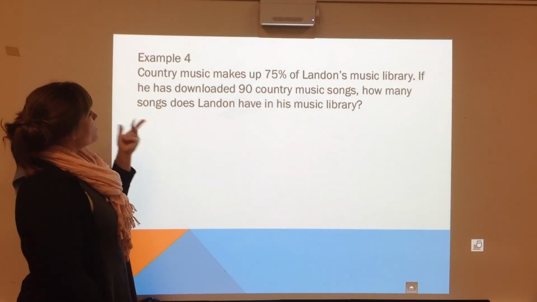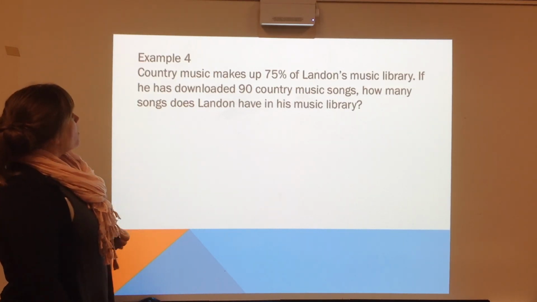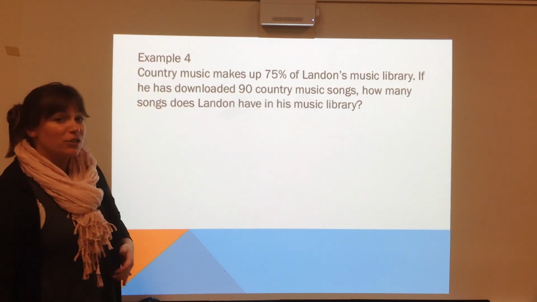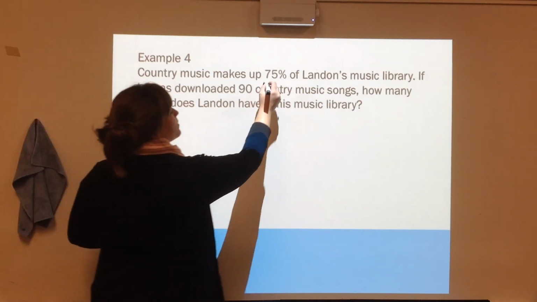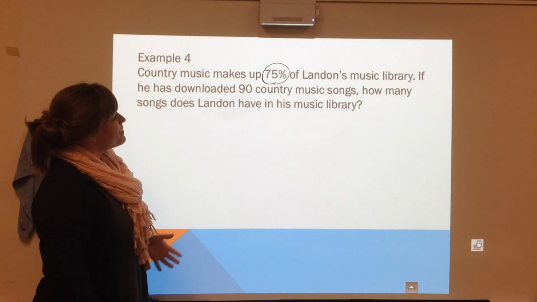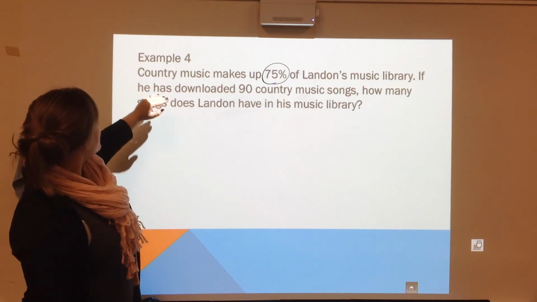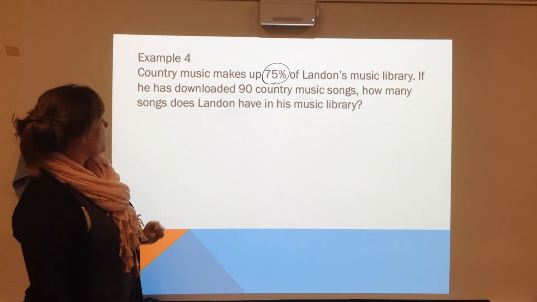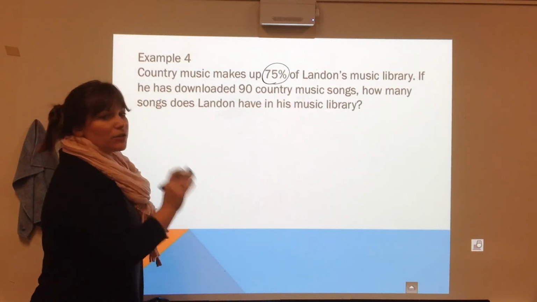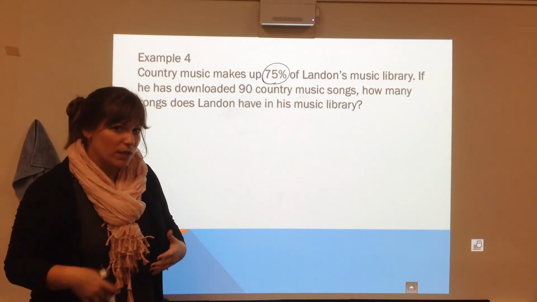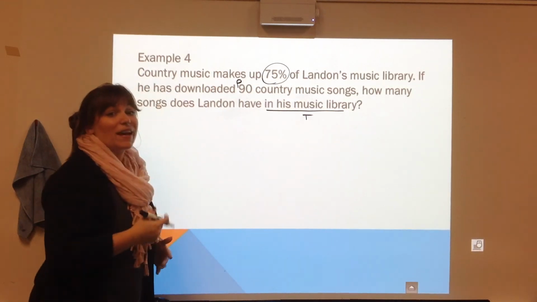Example 4, country music makes up 75% of Landon's music library. If he has downloaded 90 country music songs, how many songs does he have in his music library? So we know it's a percent problem. We see the percentage. We have to figure out, is 90 the part or is 90 the total? He has downloaded 90 country music songs, and we want to know how many songs he has in his entire library. So the country music is only one part of the music that he has in his library. So that gets the P, and the total is what we're being asked to find.